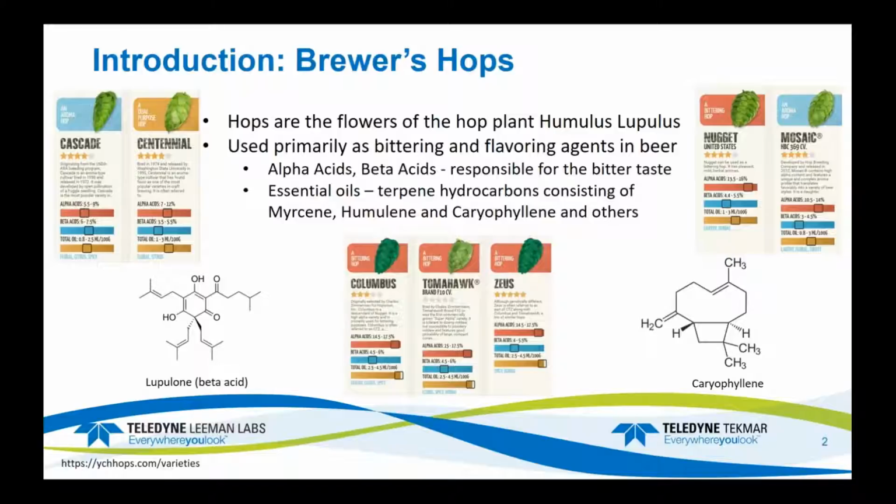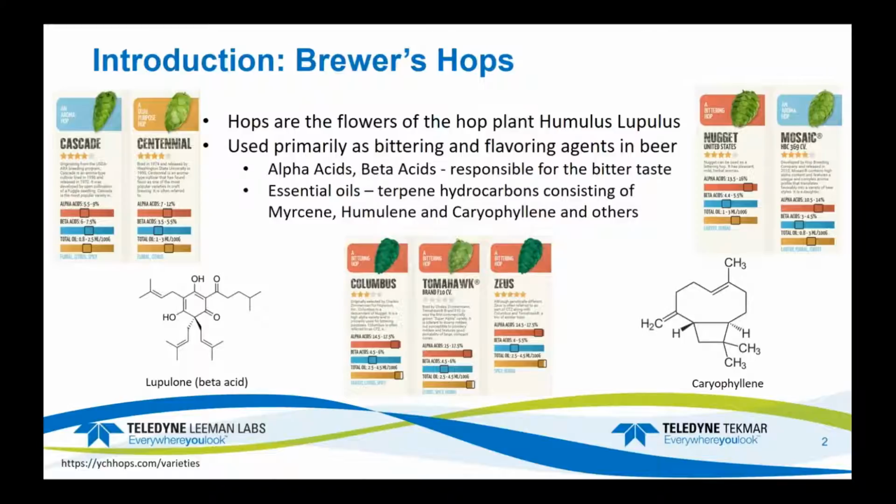What we looked at is essentially 5 commercially available hops. So we have a Cascade, a Centennial, Nugget, and a Mosaic. And then we have what's called a CTZ, which is a blend of the Columbus, Tomahawk, and Zeus.